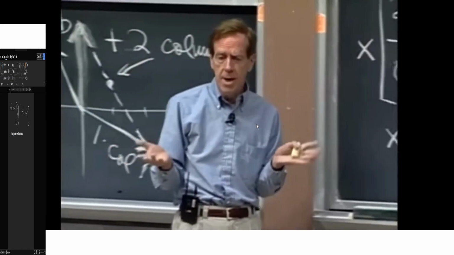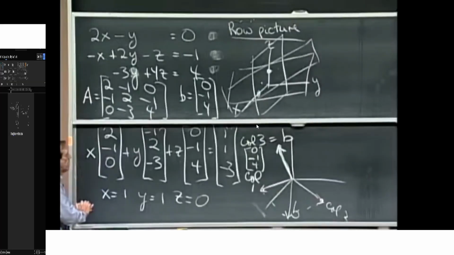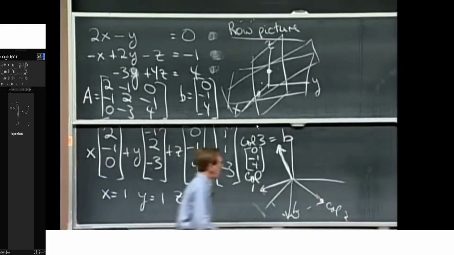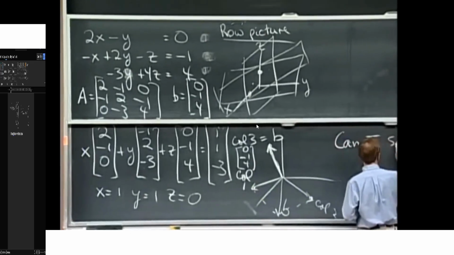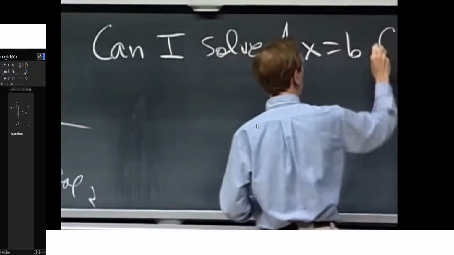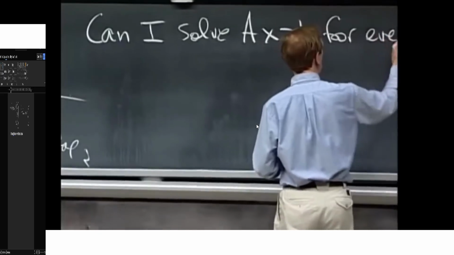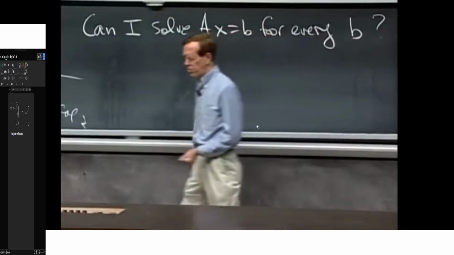Can I ask that question? So that's the algebra question. Can I solve AX equal B for every B? Let me write that down. Can I solve AX equal B for every right-hand side B? I mean, is there a solution?